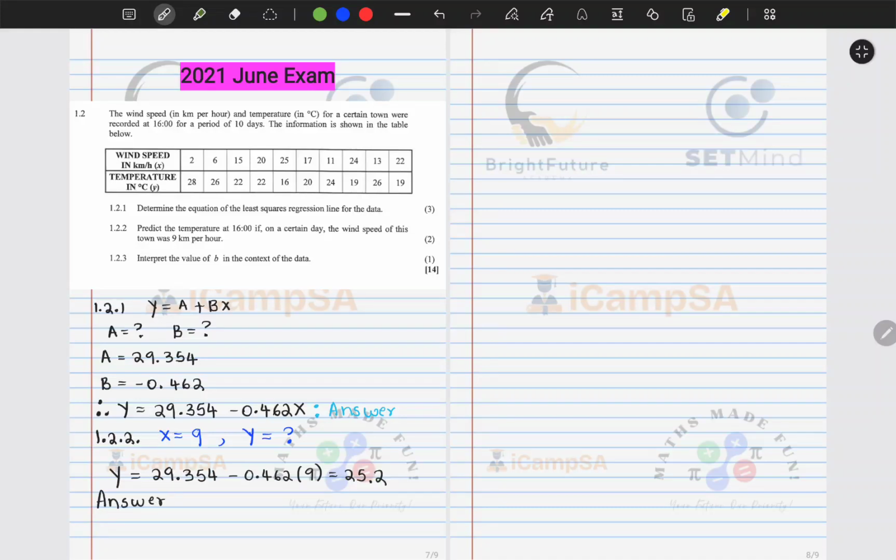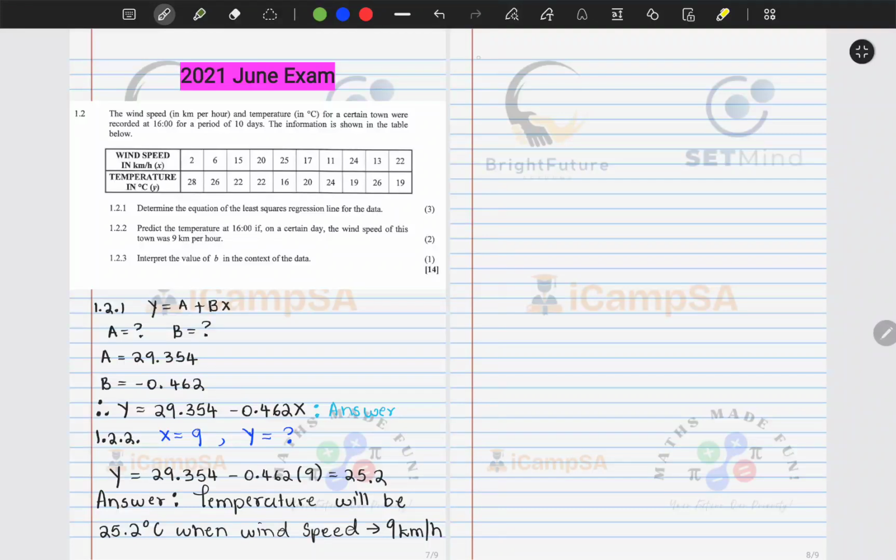Our answer is that our temperature will be 25.2 degrees Celsius when our wind speed is 9 kilometers per hour. Okay, that's what is going on.